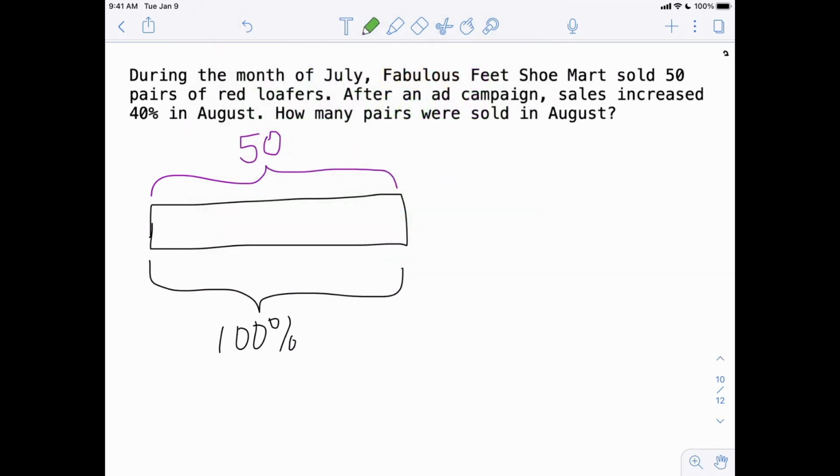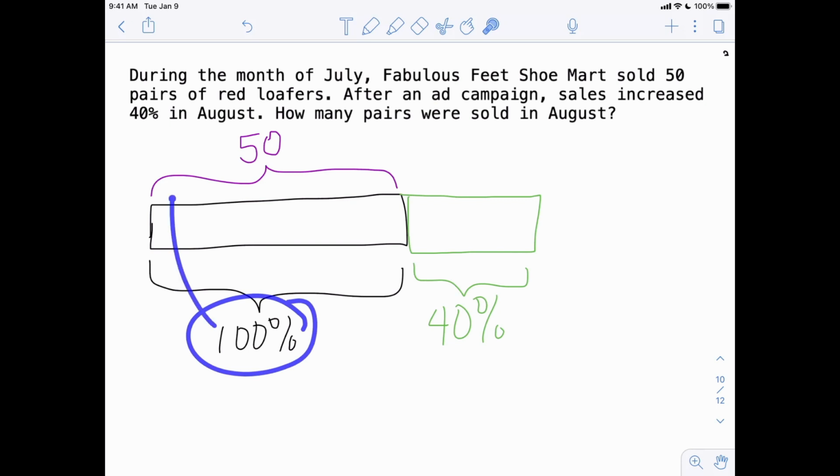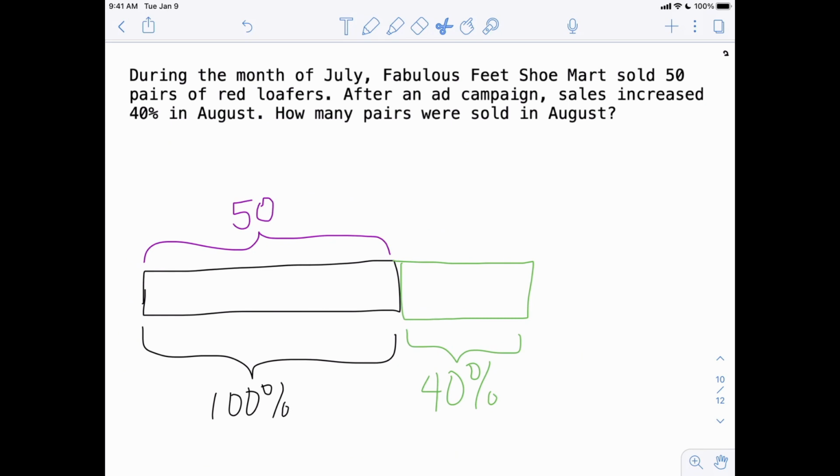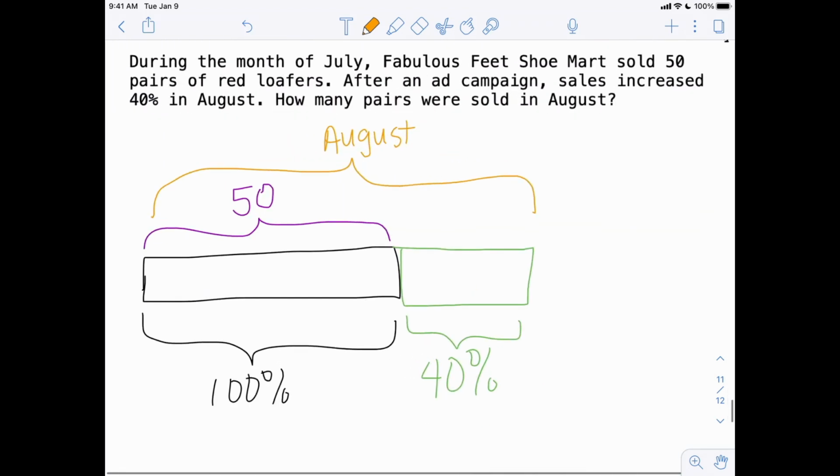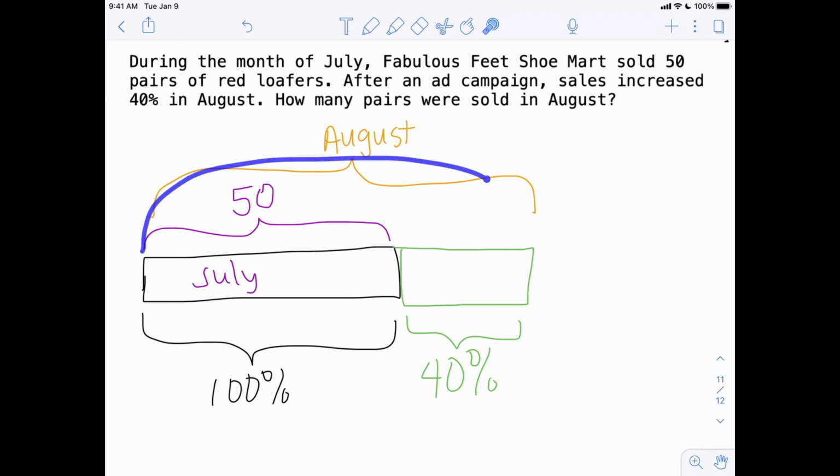But it says after an ad campaign, it increased by 40%. There we go. So we know that 100% is represented by 50 loafers. 40%, we don't know how many loafers that is. In fact, we're being asked how many pairs were sold in August. So really, technically what we're looking for is how many loafers were sold in August, which is this entire amount. This is August. Because remember, July was just the 50 loafers, but August got bigger by 40%. So really, August is this entire thing.